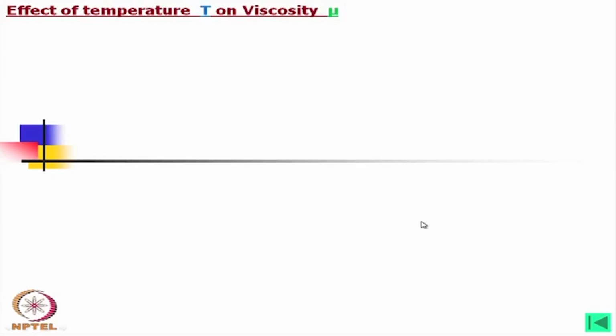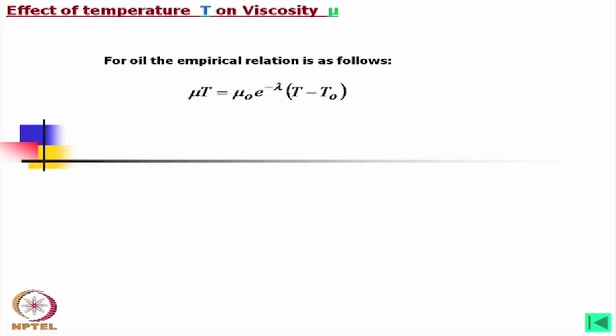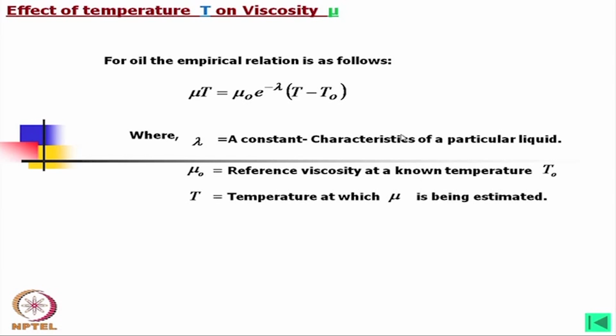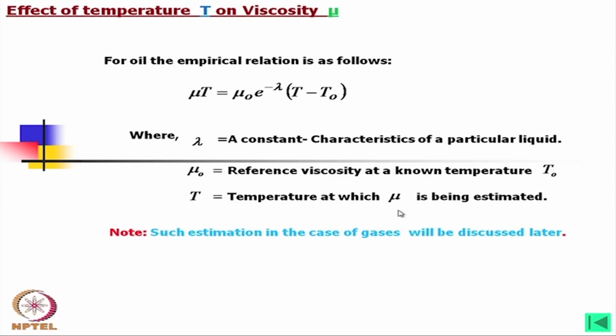Now, effect of temperature T on viscosity mu. For oil, the empirical relation is as follows: mu T is equal to mu 0 e to the power minus lambda into T minus T 0, where lambda is a constant characteristic of the particular liquid. mu 0 is the reference viscosity at a known temperature T 0. T is the temperature at which mu is being estimated. Note, such estimation in case of gases will be discussed later. Why I have mentioned this is because many people get confused, they think that this also can be used for gases. It is not. There we have to use a different formula.